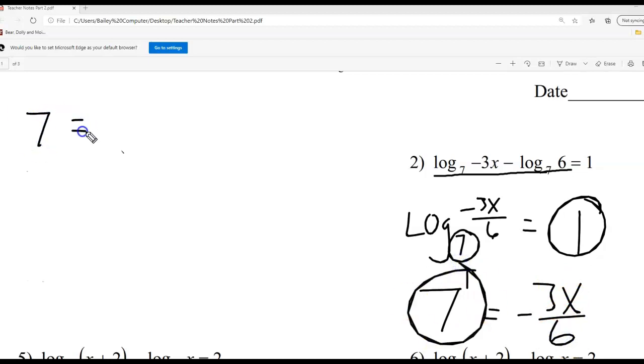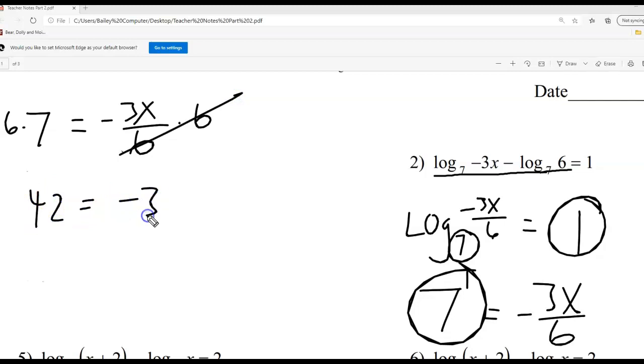Now 7 to the 1 power, that's just 7. So here's my equation so far, right? And I want to solve for x. So anytime you have a fraction, you're going to multiply everything by the denominator. So I'll multiply everything by 6. My denominator cancels. And then I'm going to divide everything by negative 3.